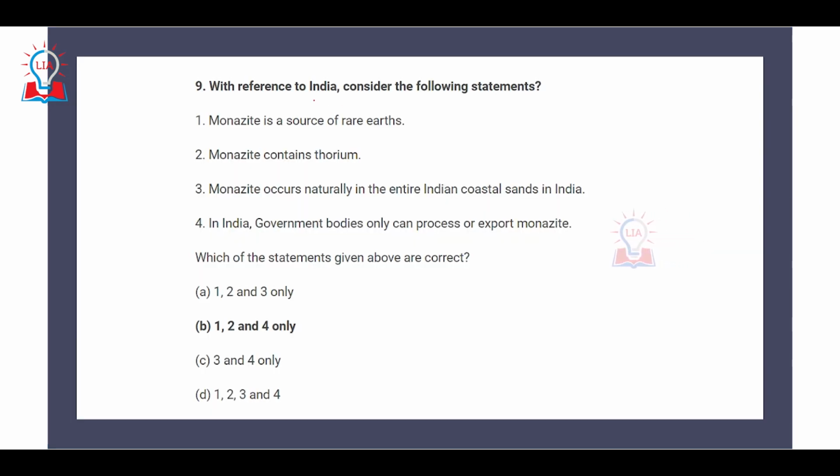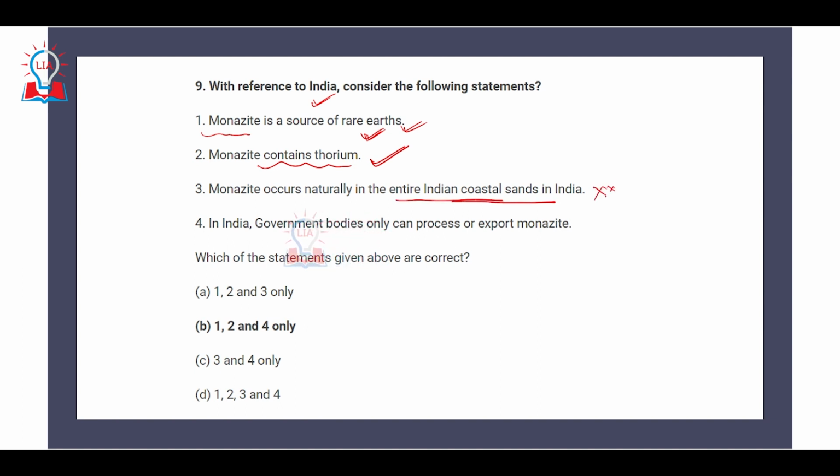The ninth question is with regard to a mineral of India, that is monazite. Monazite is a source of thorium. So that is why thorium is considered a rare earth mineral, rare earth metal. So the first statement is obviously correct. Second, monazite contains thorium. That is absolutely correct.